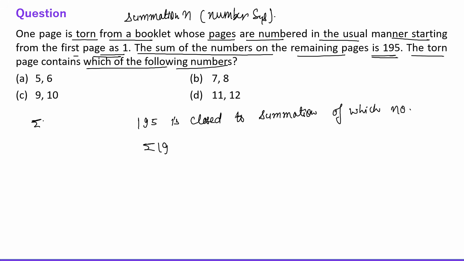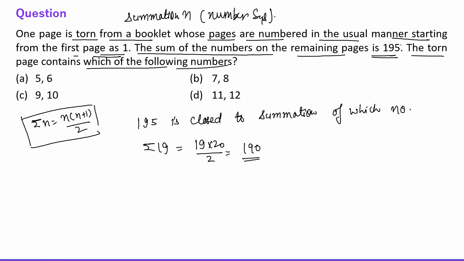Summation n is what? Summation n is n into n plus 1 divided by 2. If you have studied it, then you must be knowing it, else you don't know it. Summation 19 is what? 19 into 20 divided by 2, which is 190. But the sum is 195 after the one page is torn. It means the sum must be more than 195.